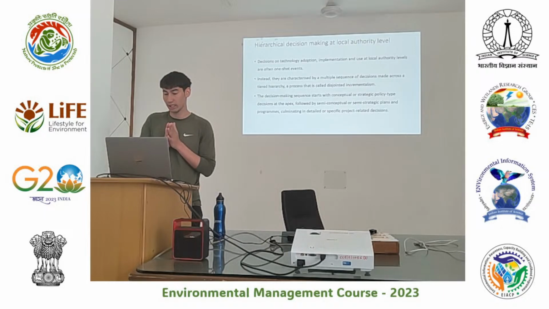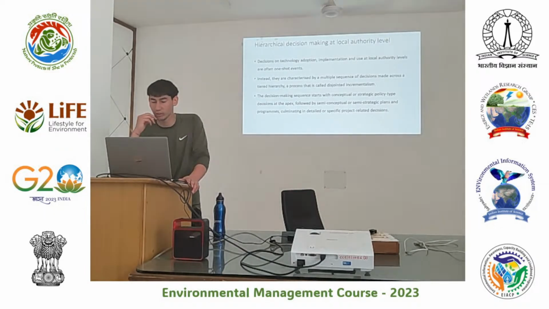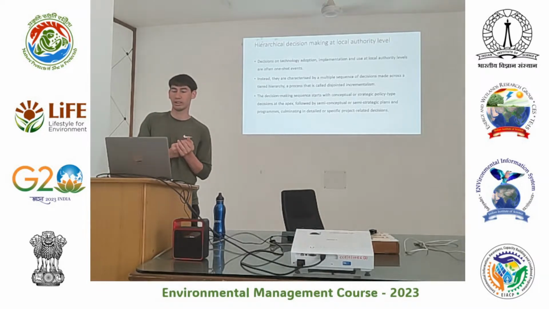Instead, they are characterized by multiple sequences of decisions made across a tiered hierarchy, a process that is called disjointed incrementalism. The decision-making sequence starts with conceptual or strategic policy decisions at the apex, followed by semi-conceptual or semi-strategic plans and programs, culminating in detailed, specific project-related decisions. So it is a type of hierarchy, as you can see.